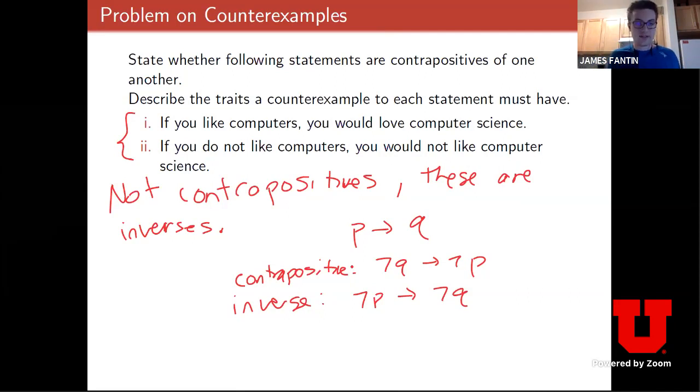And then the final part just asks what traits must a counterexample to each statement have? So does somebody quickly want to unmute themselves or raise their hand for what counterexamples, if we were trying to disprove these two statements, what would we have to show? What, that someone likes computers but doesn't like computer science? Yes, that would work for the first statement. We need someone who likes computers, but doesn't like computer science. And then what about the second one?